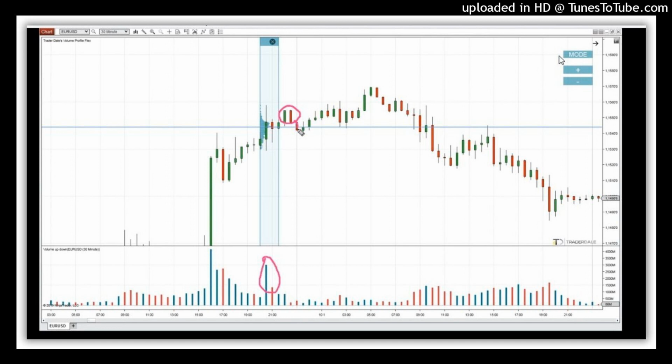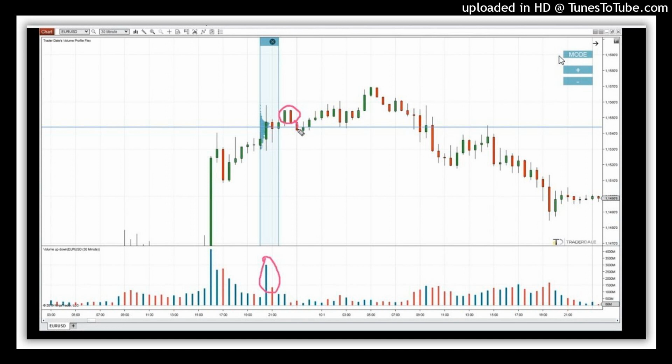In this case, the heaviest volumes are in here. As you can see, the price missed the level and made a reaction to it. So this level would get discarded because of this test, which came a little bit sooner.